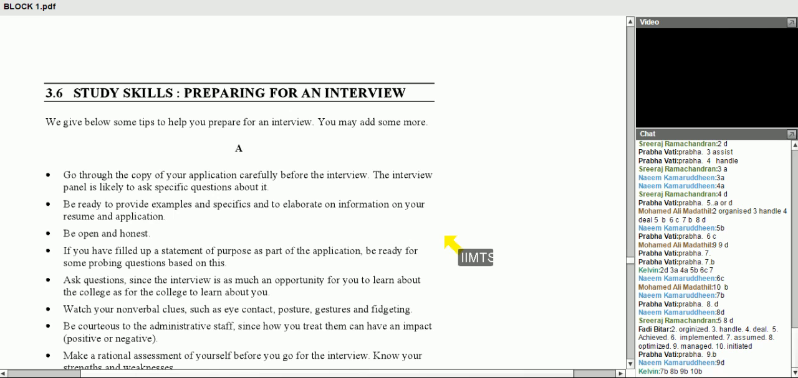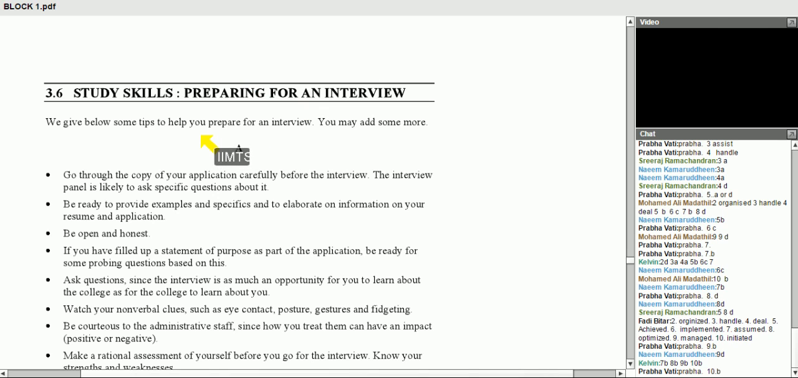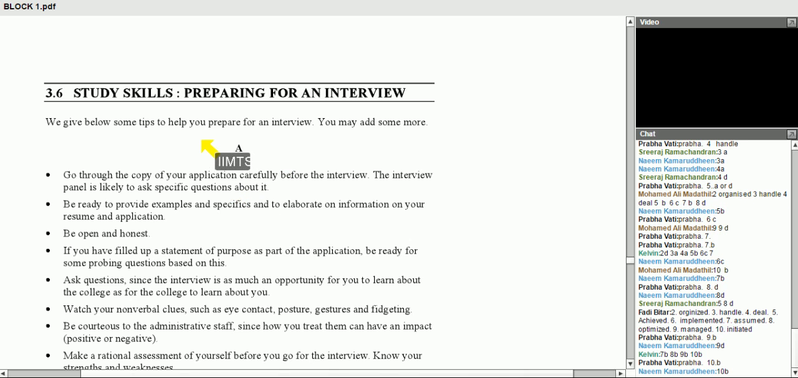Now, study skill: preparing for an interview. Please pay heed to the board. We have given below some tips to help you to prepare for an interview. You may add some more. A. Go through the copy of your application. Before going for an interview, go through the copy of your application carefully. The interview panel is likely to ask specific questions about it.